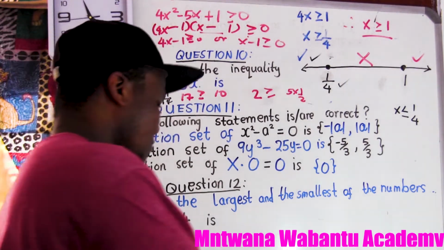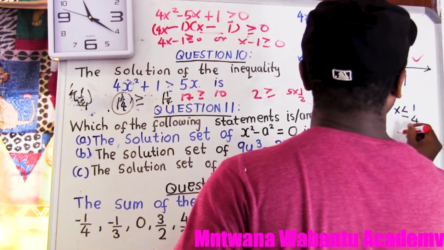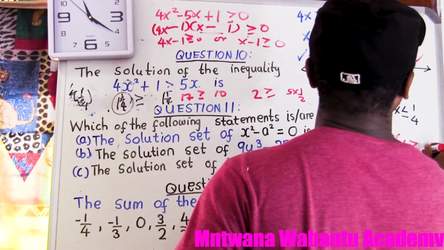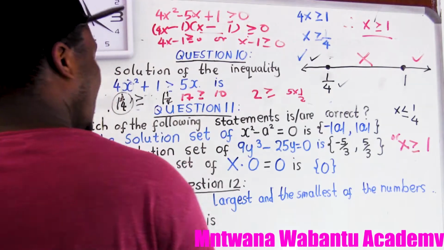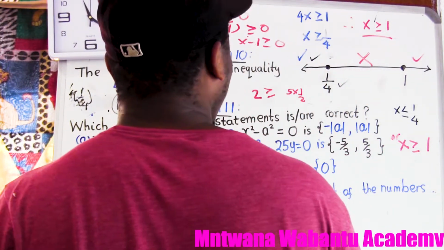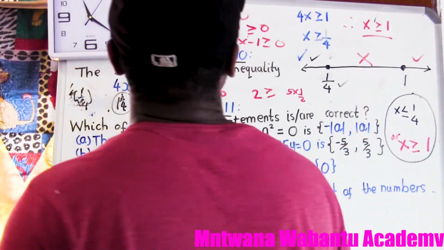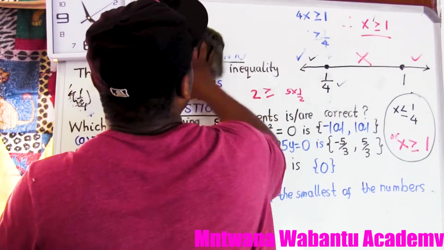It's true. So, we're going to say our answer is going to be x less or equal to 1 over 4, or x is greater or equal to 1. So that's going to be our answer. Okay? So this is going to be our answer here. I can write it down at the top so it can be very clear.